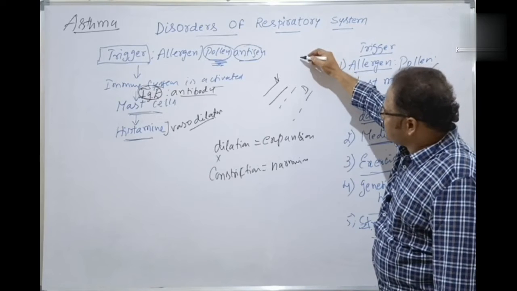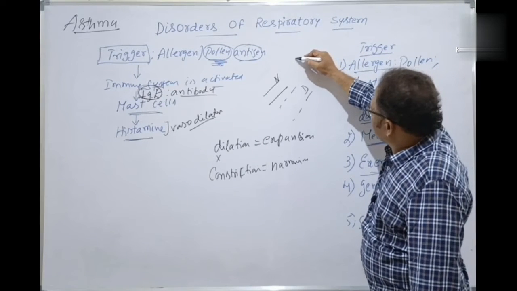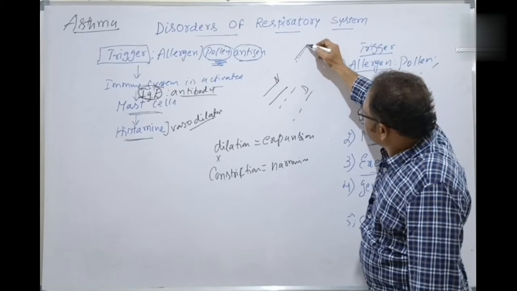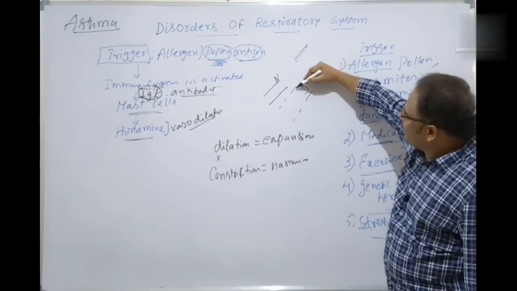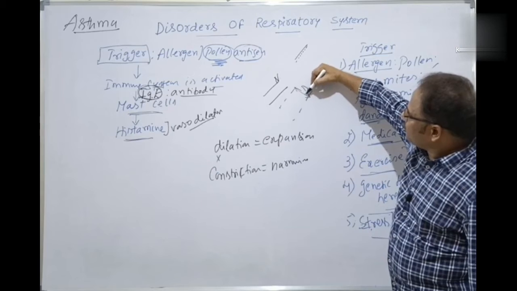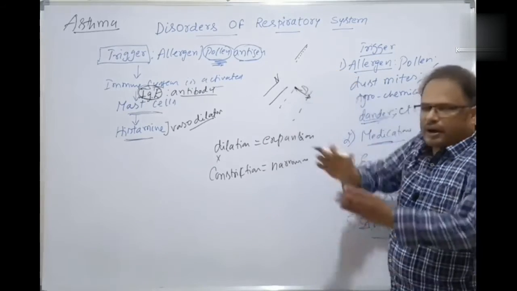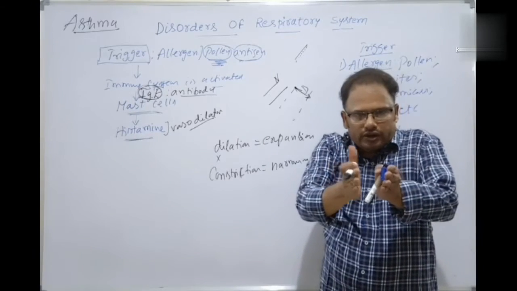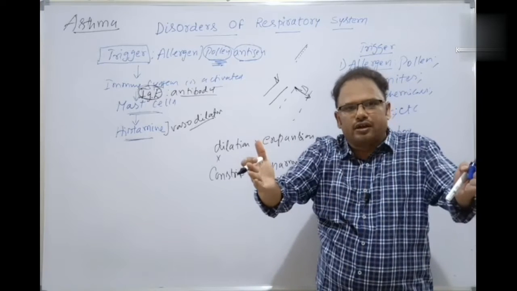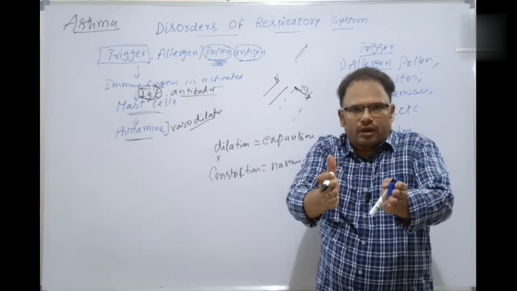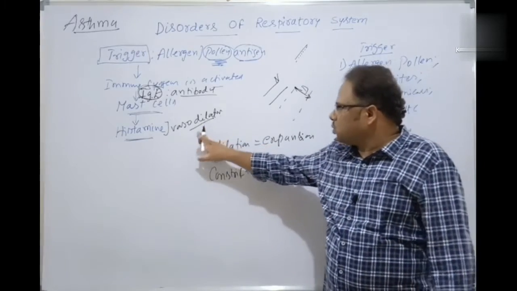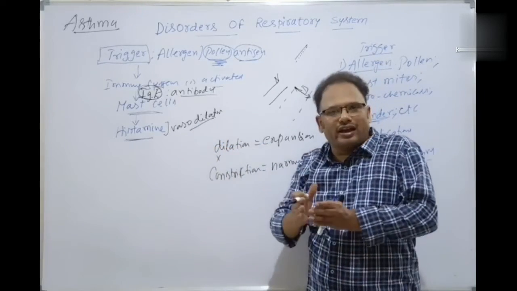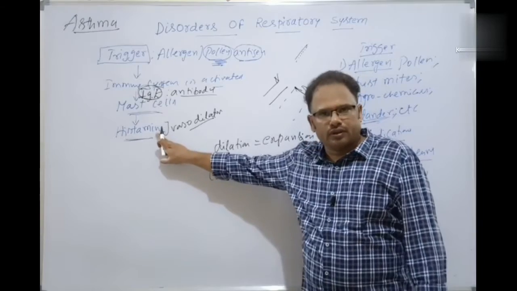And if it is a constrictor, it becomes narrow like this. This is the normal one, and it becomes narrow like this. If it is expanded, that is dilation, the diameter becomes expanded like this. This is the normal one, dilation, and this is the normal one, constriction, narrowing. So with this vasodilator, the blood vessel is dilated because of the histamine. Okay, students.